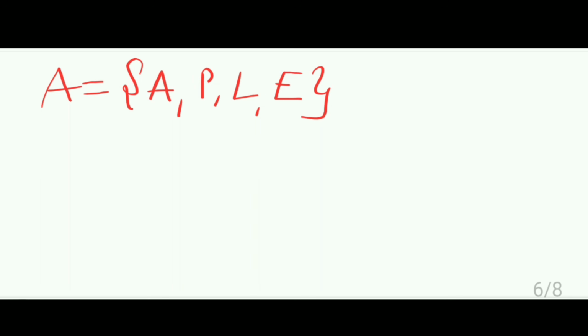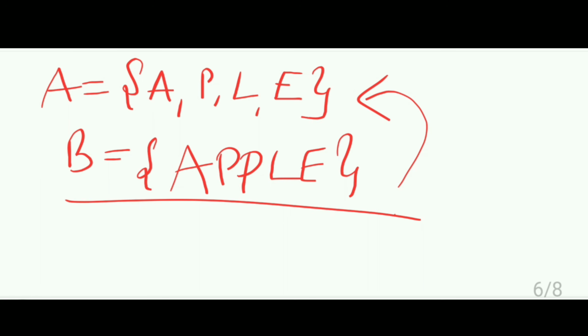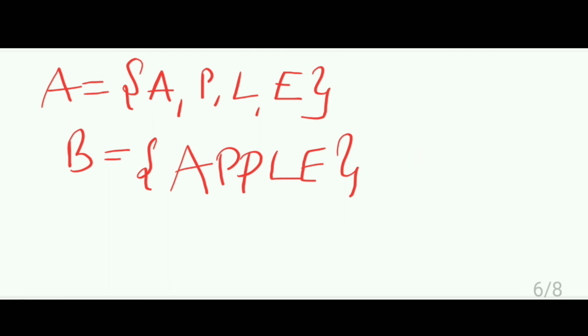Here I will take an example: set A contains A, P, L, E. Suppose these four are there in A set. In B set, if the word apple is there, you can see these are equal sets, because this B set is made of the A set itself. Just the P is repeated twice, that's it, but it's made of A set only. So A and B are called equal sets.